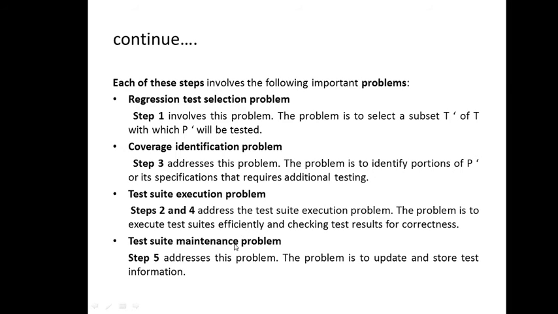And the fourth major problem is the test suite maintenance problem. The fifth step, that is T''', we have to identify T'''. The problem is to update and store test information. Since you are creating more test cases and updating them, you have to store them in the database also. So this is another problem. So the major four problems are the regression test selection problem, coverage identification problem, test suite execution problem, and test suite maintenance problem. These are the problems associated with it.